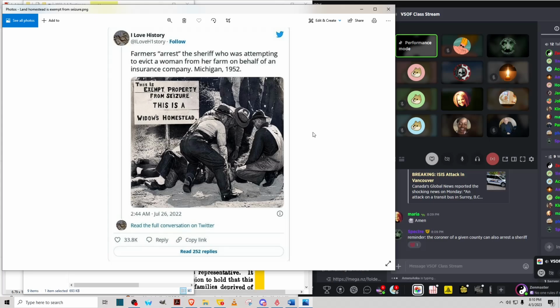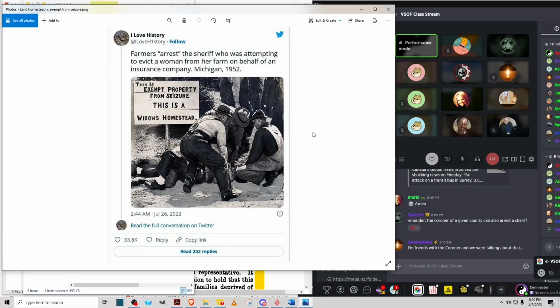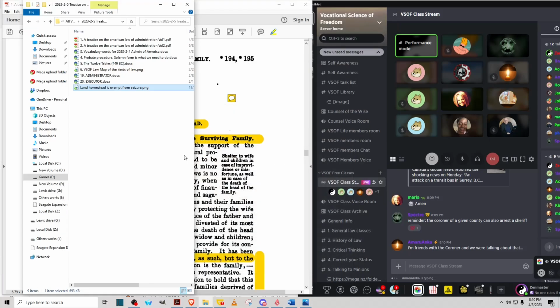Okay? And yes, as Specter says, reminder, the coroner of a given county can also arrest a sheriff. That's the point. County coroner and the sheriff are the two balances of power on the county side. So either one of them can arrest the other one if one of them gets out of control, right? And any of us can obviously arrest them as well. Because the power to arrest does not just sit with the county coroner or the sheriff. It's all of our power. Any one of us in our sovereign capacity can do exactly what these men did to this sheriff. Okay? So just know that.